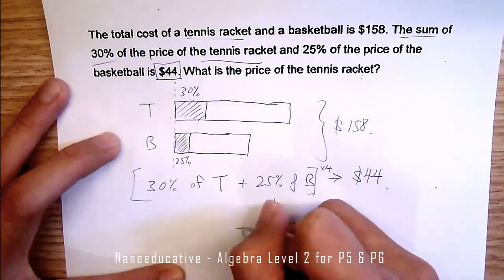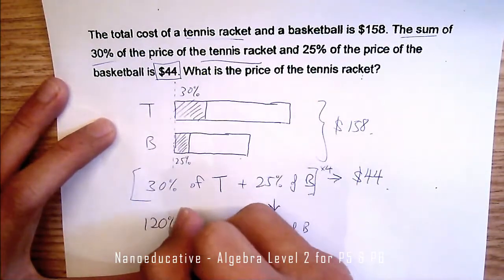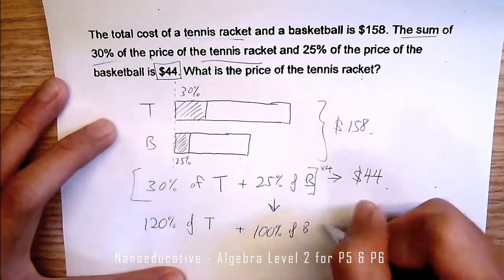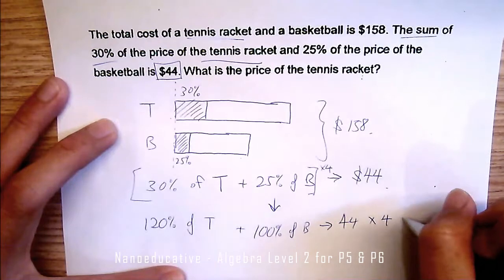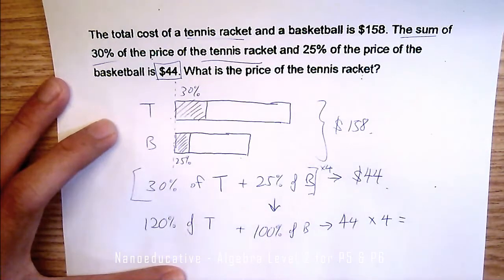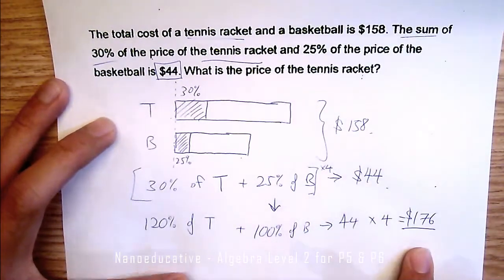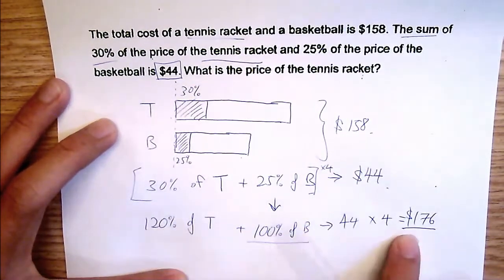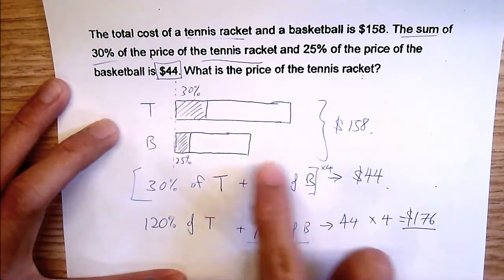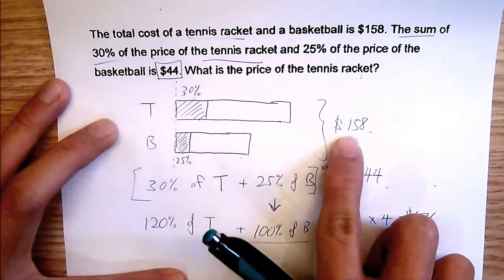of my basketball. And instead of 30%, now this one will be 30 times 4, which gives me 120, so 120% of tennis. Now, I also multiply this one by 4. So 44 multiplied by 4 will be 160 plus 16, so 176. So now this tells me that 100% of basketball, which is one basketball, and 120% of the tennis racket will be 176. Originally, we had 100% of tennis racket plus 100% of basketball give me 158.